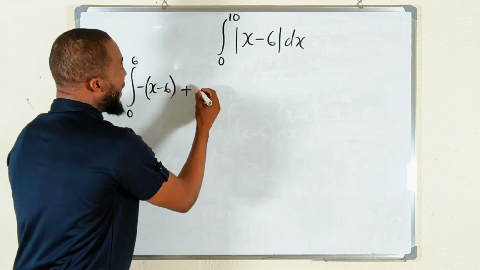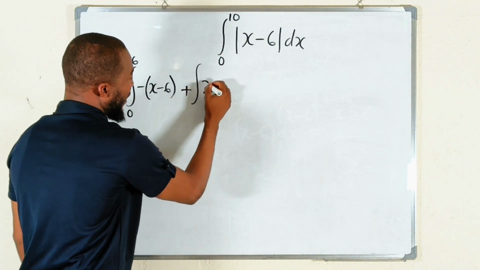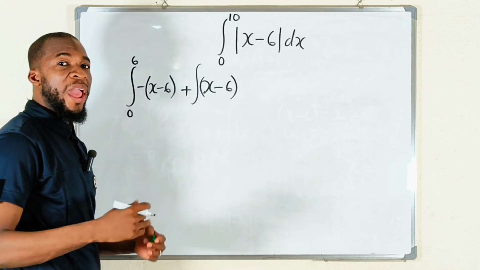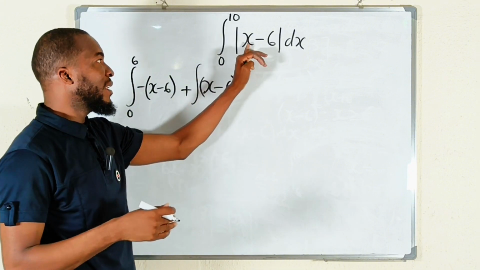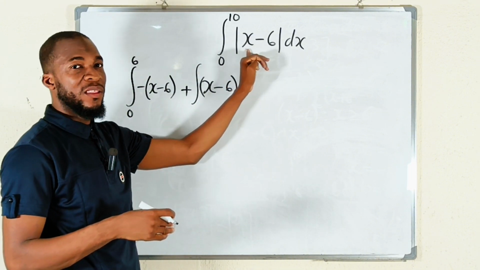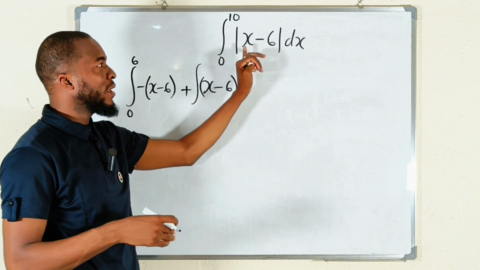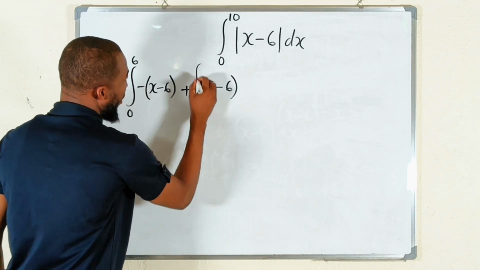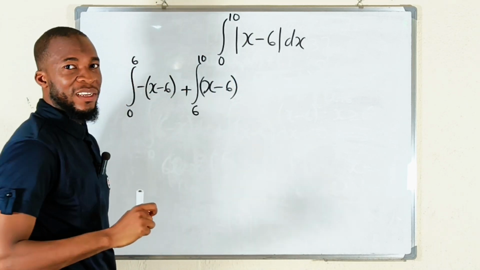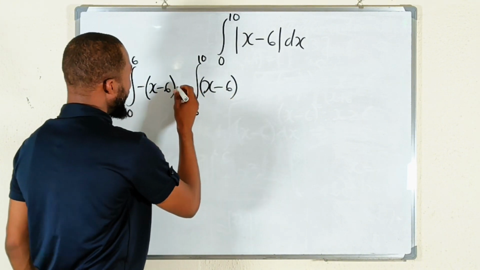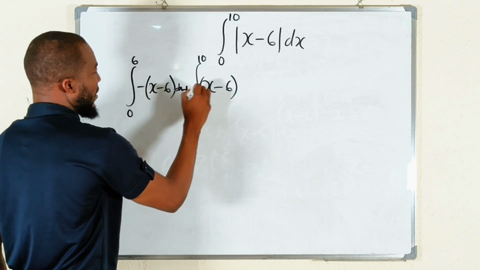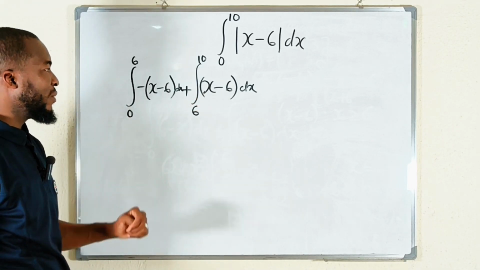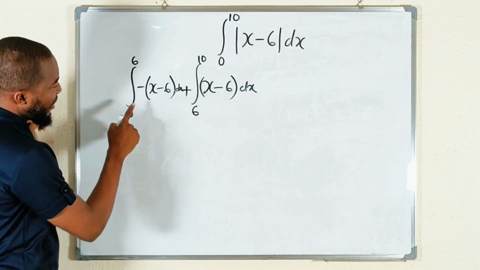Then plus. It will remain positive, x minus 6, at a point where x is greater than 6. Any value bigger than 6 will make this positive, like 7, this is 1, 8, it will be 2, you understand? So you start from 6 here down to 10 because it stops at 10. dx, oh, this should be dx, this is also dx. So let us evaluate the two integrals separately and add the result.